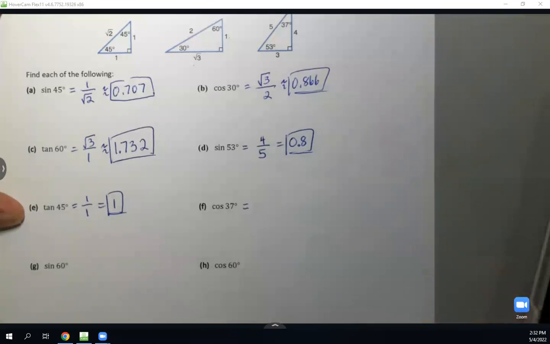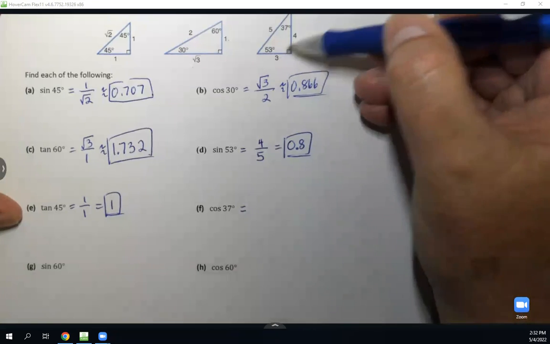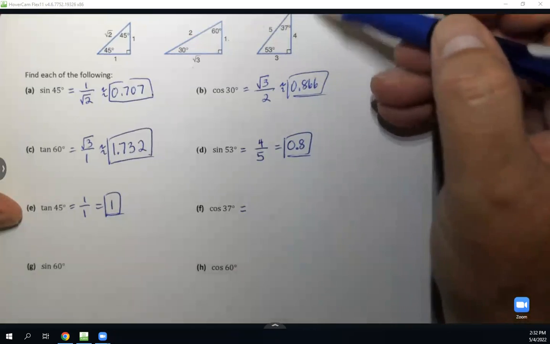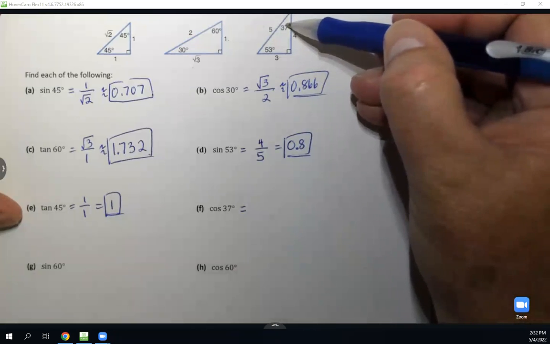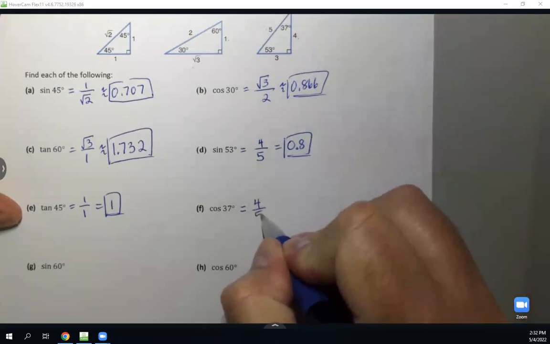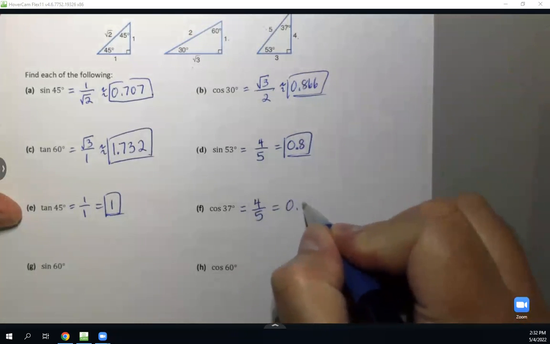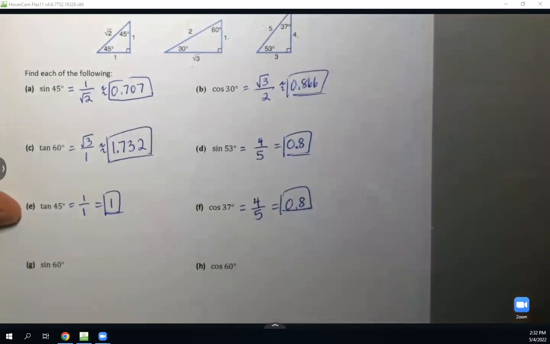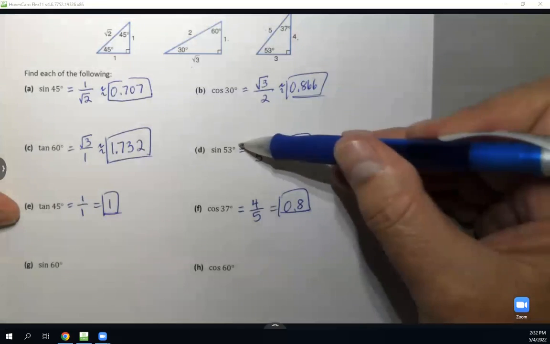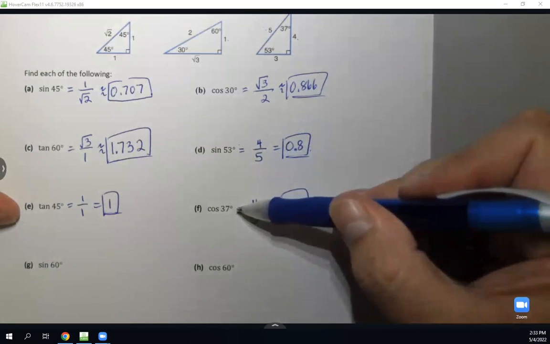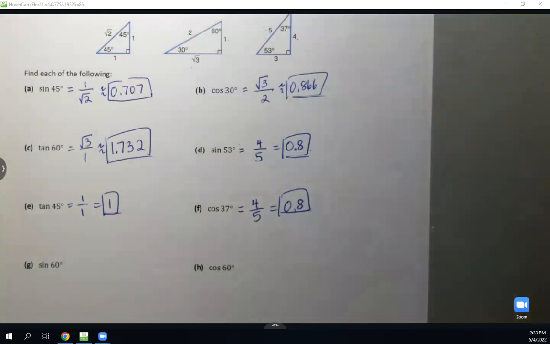The cosine of 37 degrees. So I'm looking at my 3, 4, 5 triangle, which has the 37-degree angle approximately here. Now we're doing cosine. So the adjacent is 4, the hypotenuse is 5. So 4 over 5, or 0.8. Notice again what I told you before. Sine of 53 was 0.8. Cosine of 37 is the same thing because 53 and 37 are co-functions, right? They're complements, okay?